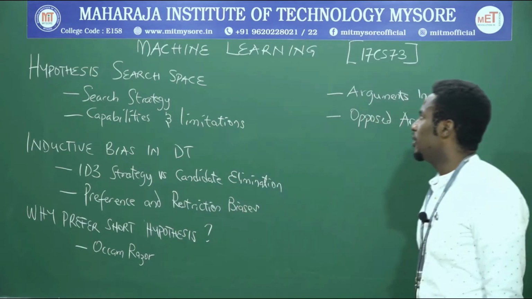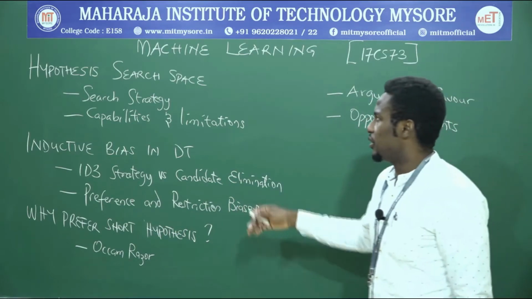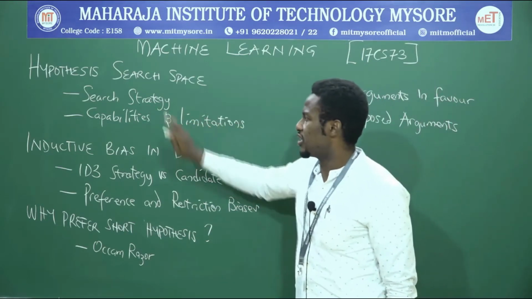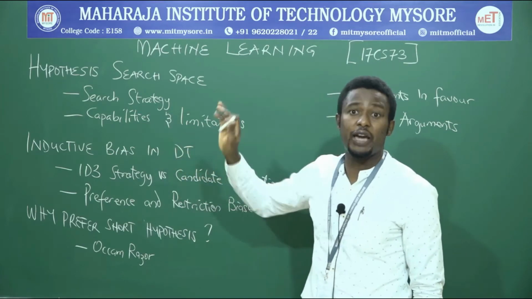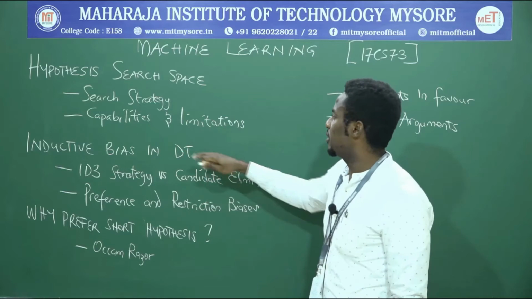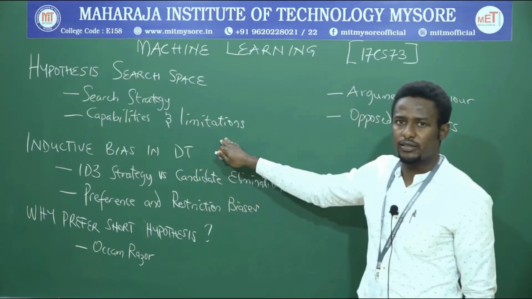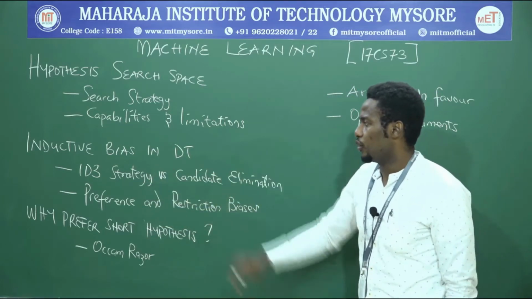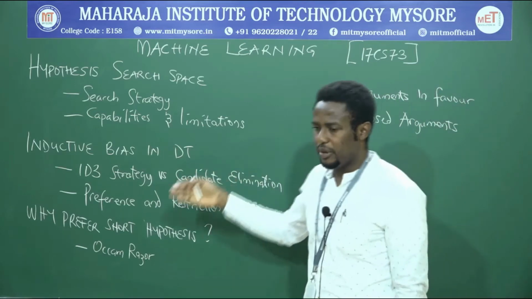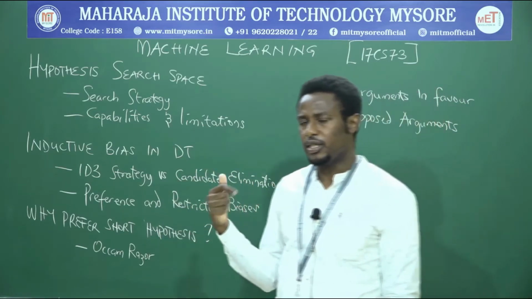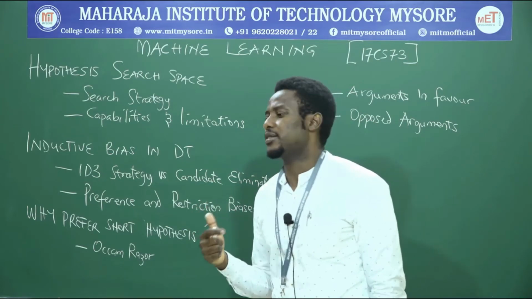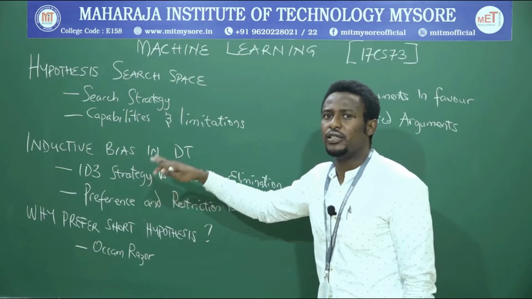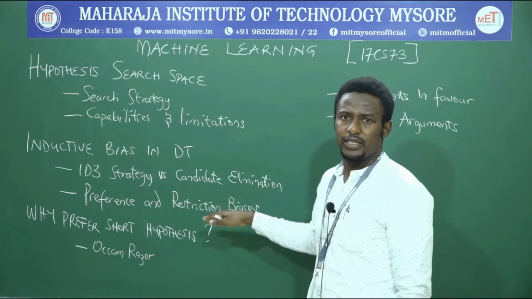Now, in today's class, we will look into the hypothesis search space in decision tree learning. First, we will start by looking at the hypothesis search space with insights into the search strategy. How is it different from the hypothesis search space of candidate elimination? And look at the capabilities and the limitations, or say constraints. Followed by inductive biases in decision tree. Remember we studied inductive bias in candidate elimination? The same thing, we are going to look at it now. How is it different from the inductive bias of candidate elimination?